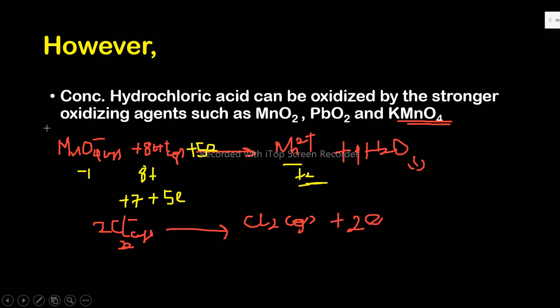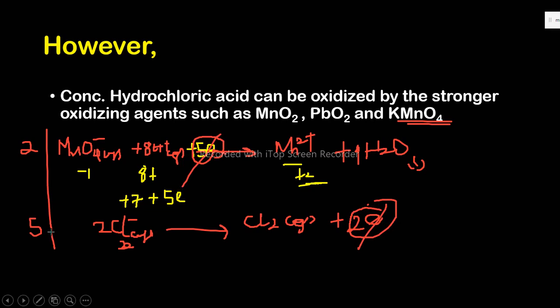So after writing this, we shall cross multiply so that we cancel these electrons. If we put a 2 here and this 5 here, somebody may ask, where is the 2 coming from? We want to eliminate these electrons, so we are using the elimination method. 2 times 5 is 10, and 5 times 2 is 10. So we cancel the electrons.